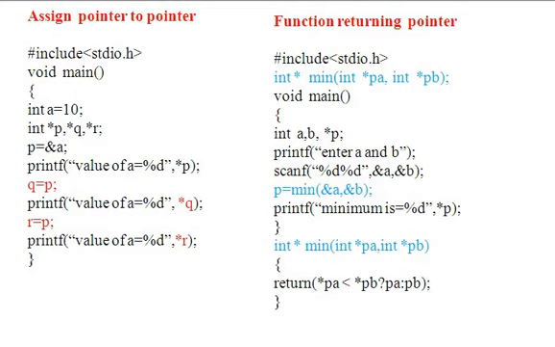The next program is function returning pointers. Yeah, we have a function definition here with the function name min with two parameters PA and PB. The formal parameters PA and PB, and we are returning the smallest of two numbers here. And look at the declaration part. Function declaration is above main, int min(int *PA, int *PB). So we have actual parameters A and B here.